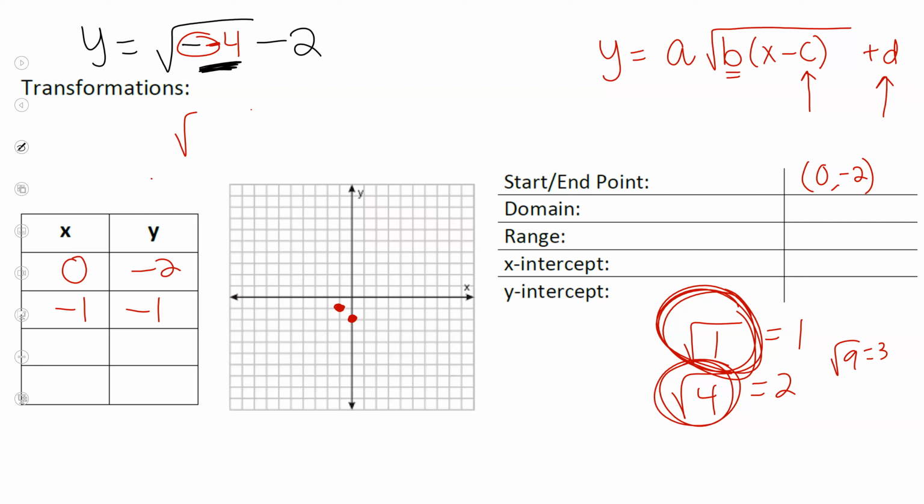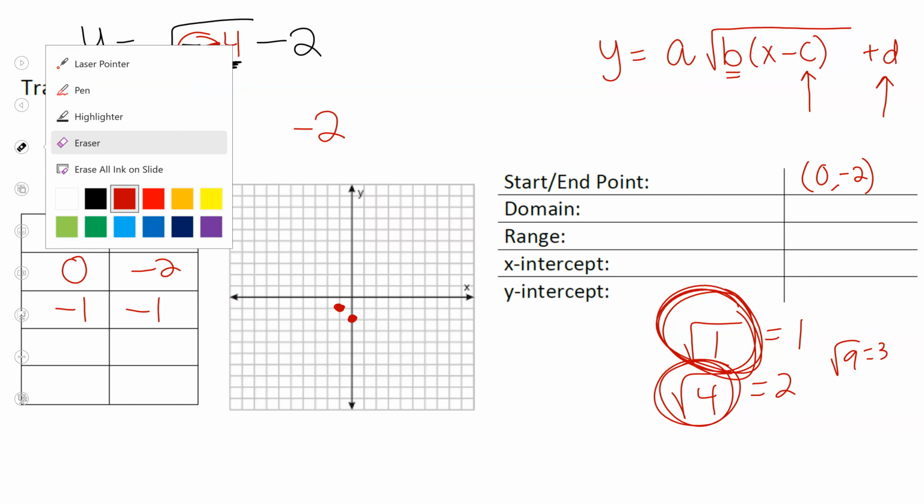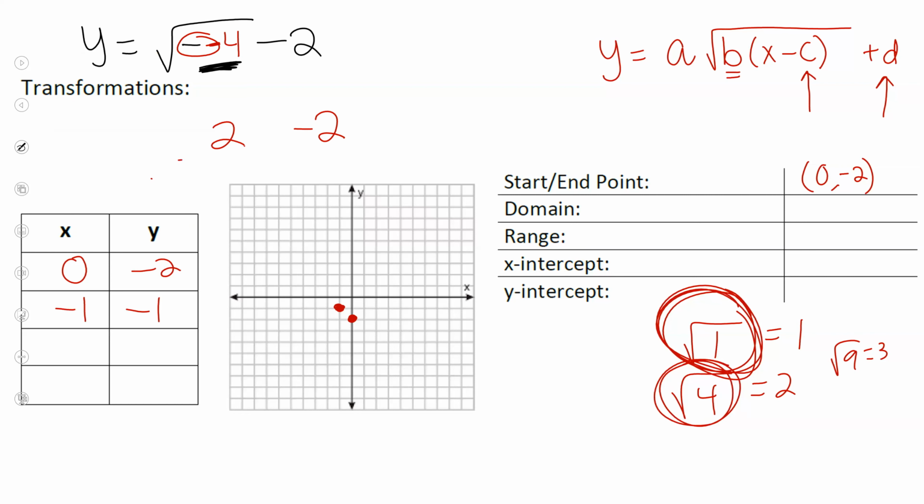So this becomes a positive square root of 4. And then subtract 2. What is the square root of 4? It's just 2? Okay, let me replace that with just a 2. And what's 2 minus 2? So when we plugged in a -4, we got 0. That's another point in our table. And let's go ahead and graph it. -4, 0 is right here.